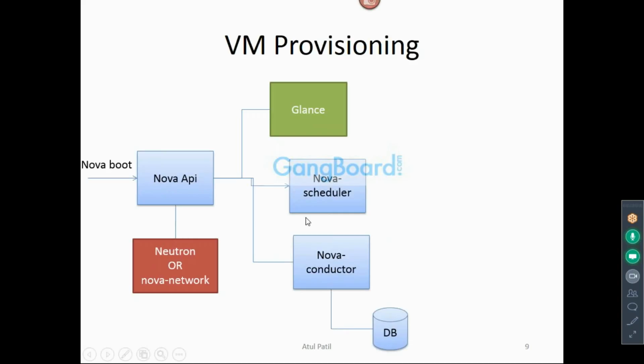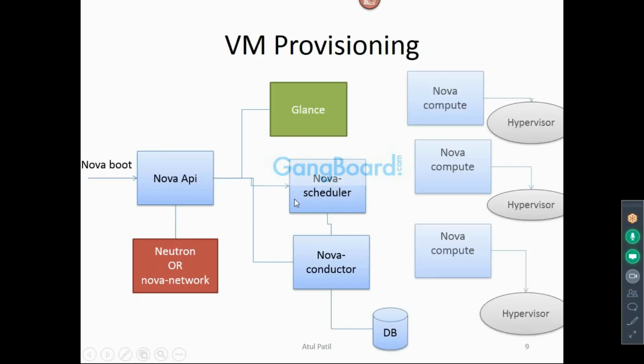Then it goes back to the Nova scheduler. Nova scheduler will schedule the task, like we have to create one machine or 10 machines or n numbers of machines, and then it will actually create them on your hypervisor. Hypervisor is nothing but your hardware resources.